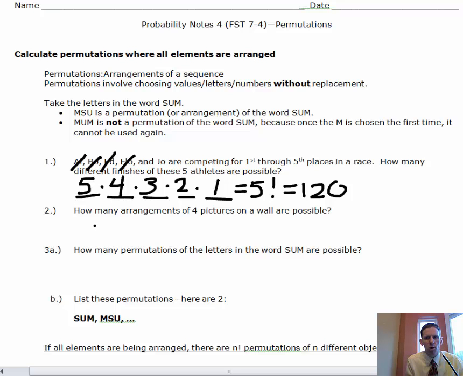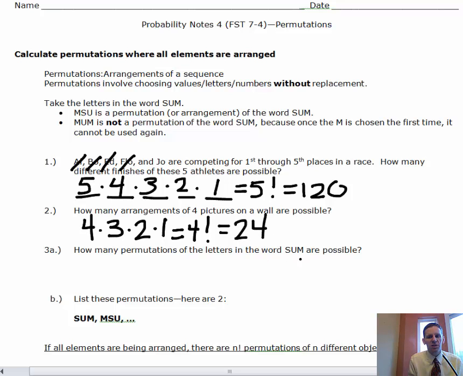If we have 4 pictures on a wall, the number of arrangements, well, we have 4 choices for the first picture. Once we choose that picture, there are 3 pictures left for the next position. Once we pick another picture, there's only 2 pictures left to choose from. That will go in the third position. And then for the last picture, well, we've already used the other 3 pictures. There's 1 left. This is equal to 4 factorial or 24.